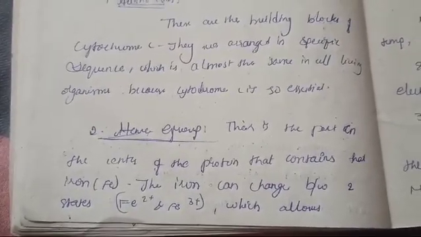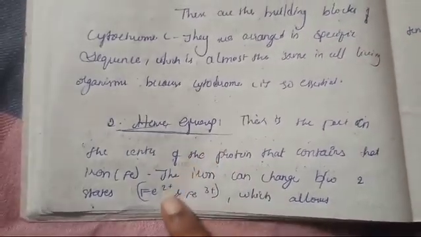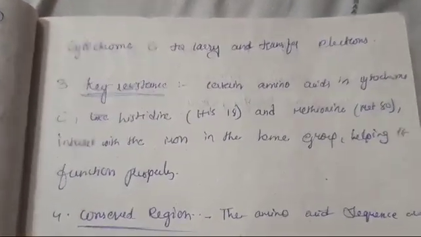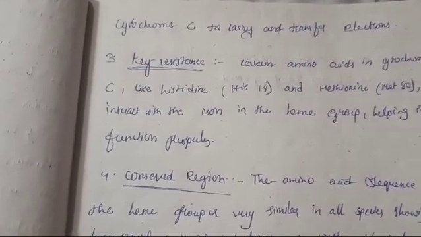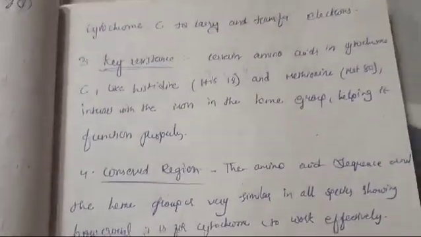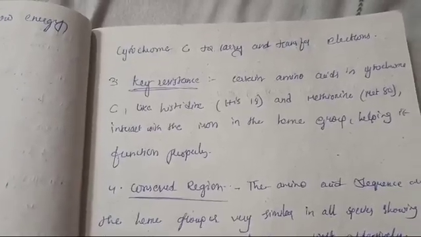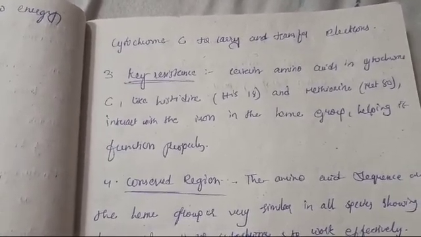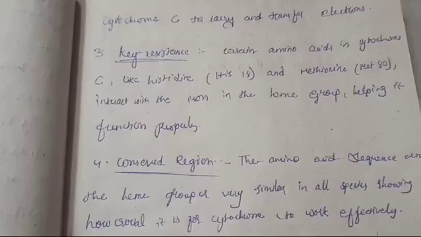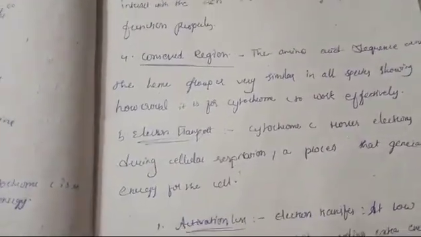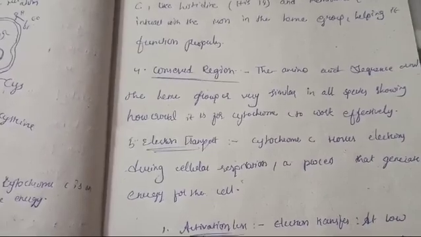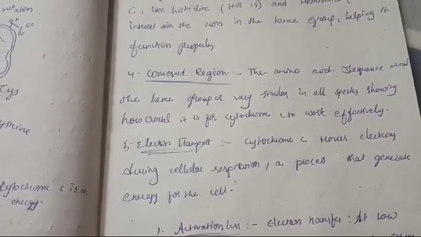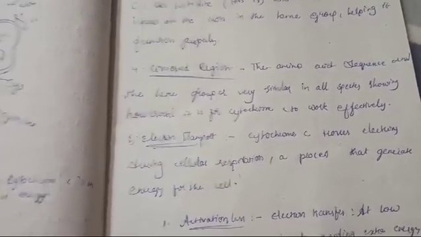The iron can change between two states, and this allows cytochrome C to carry and transfer electrons. Next, the key residues are certain amino acids in cytochrome C, like histidine 18 and methionine, which interact with the iron in the heme group. It helps the protein function properly. And conservation: the amino acid sequence and heme group are very similar in all species, showing how crucial it is for cytochrome C to work effectively.